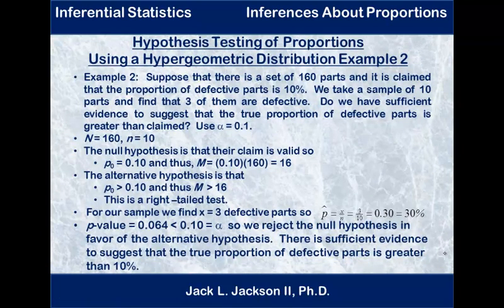So let's see, we got 0.064. That's less than 0.1, which is alpha, so the p-value is less than alpha. So again, we're going to reject the null hypothesis in favor of the alternative hypothesis. So there is sufficient evidence to suggest that the true proportion of defective parts is greater than 10%. So we're going to conclude that their claim is not right.